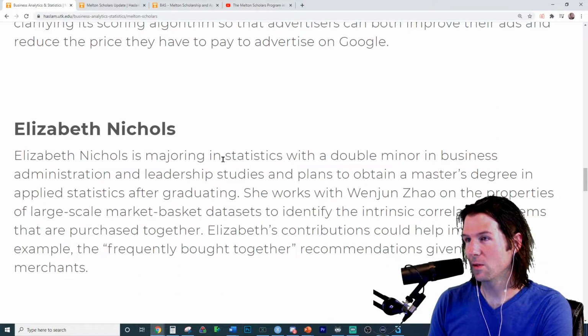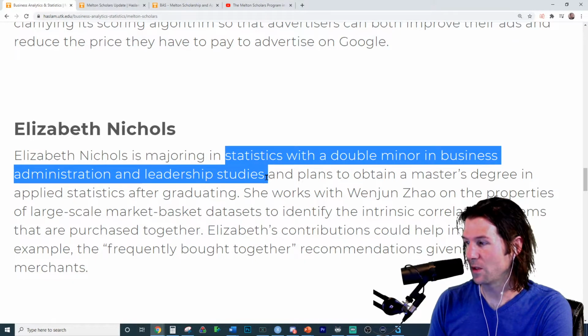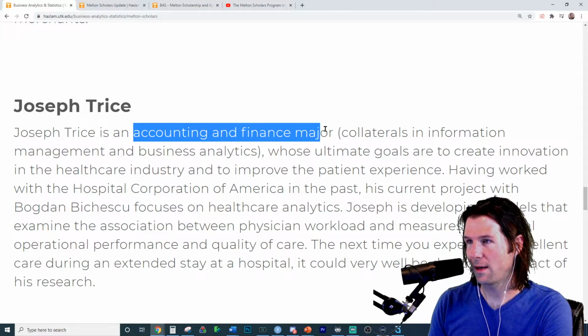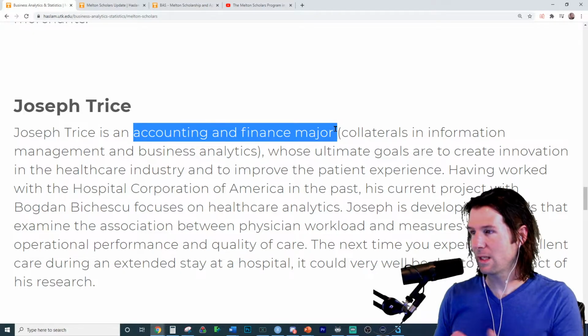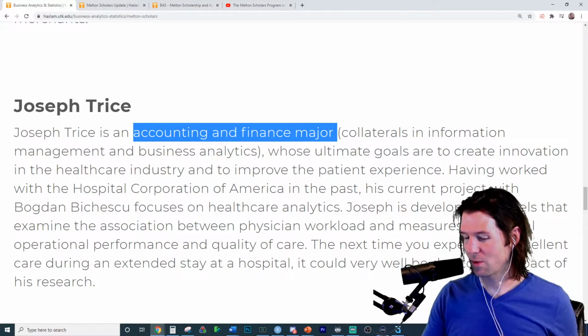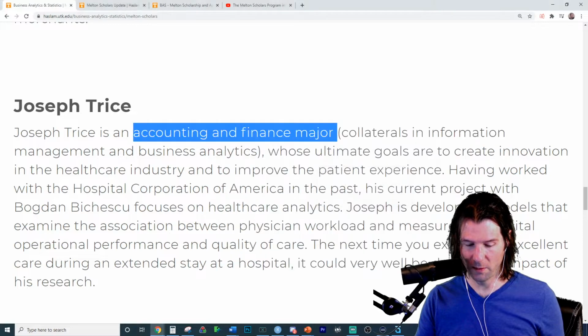So Elizabeth Nichols was statistics, double major. So you don't have to do business analytics. Hey, Roger, good to see you here. And then Joseph Trice, I think he was finance. He was accounting and finance with collaterals. So he was doing a lot of things. I mean, the main thing is people. Nice, Marshall Evans, morning. Oh, good to see you here, Alexander. Good to see you. Mubot, you awake? Or we will re-wake up Mubot here.